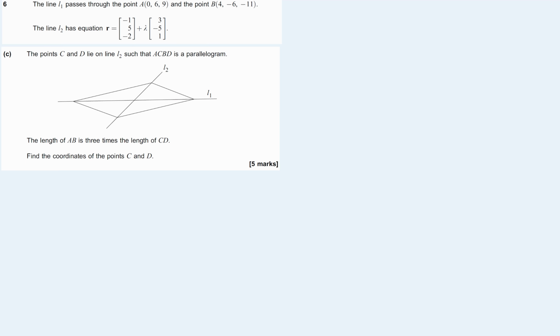So we're told that we could create this parallelogram. So there's 2 points on line 1. I'm going to call those the 2 points that we were given, A and B. And there's 2 points on line 2, which I'm going to call C and D. Now in the mark scheme, there's 2 methods for this one. I'm going to show you the first method. It is much quicker. There's less quadratics involved.